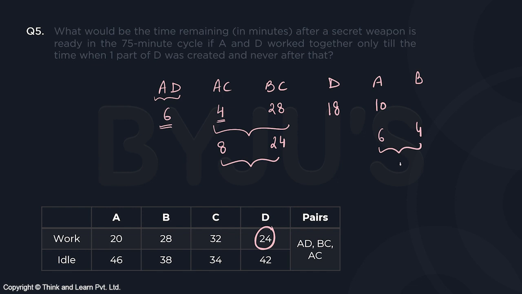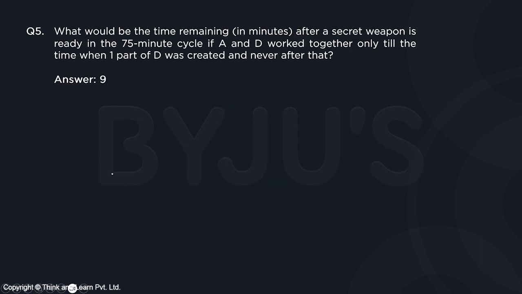So the total time taken now is 10 plus 18, which is 28, 28 plus 32, which is 60, 60 plus 6, that is 66. So 66 minutes is the time taken in this case. So my answer for question number 5 is 66. I'm sorry, what was the question asking? Oh, the question is saying what would be the time remaining. So from a 75-minute cycle, if you work for 66 minutes, the time remaining is 9 minutes. So yes, 9 minutes is the correct answer for question number 5.